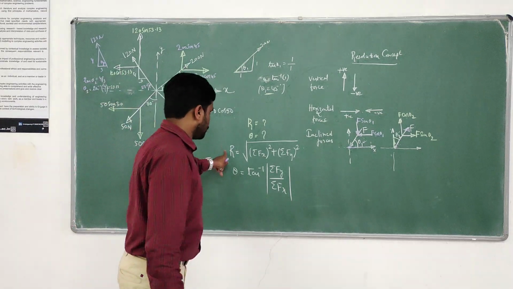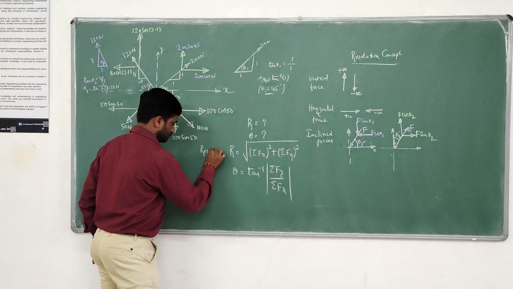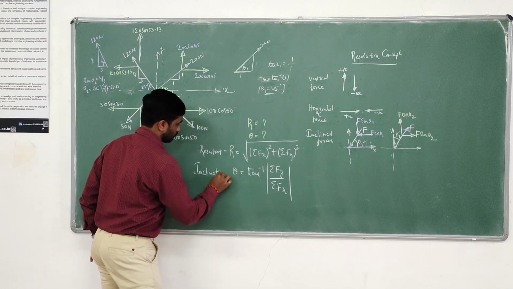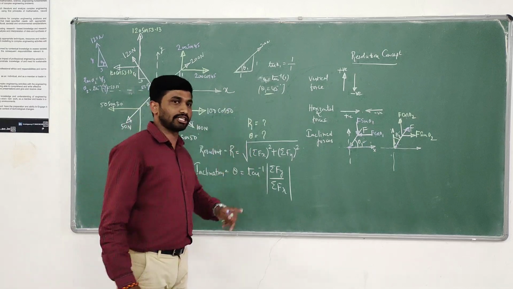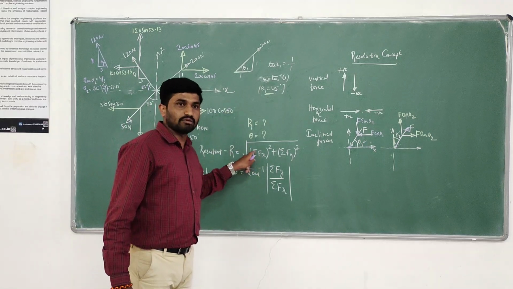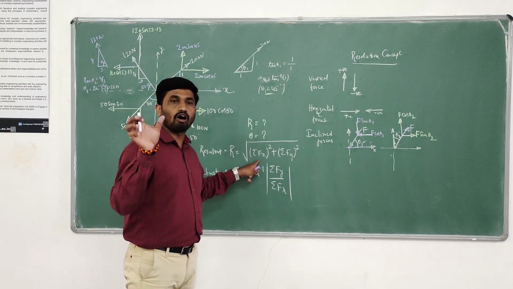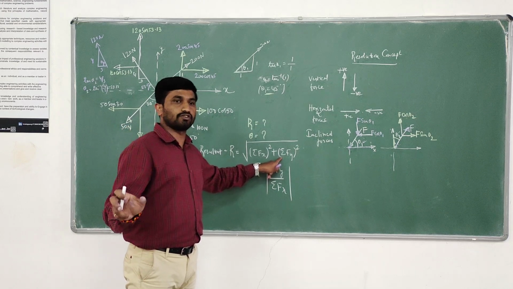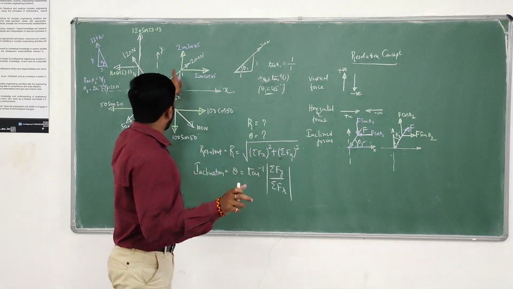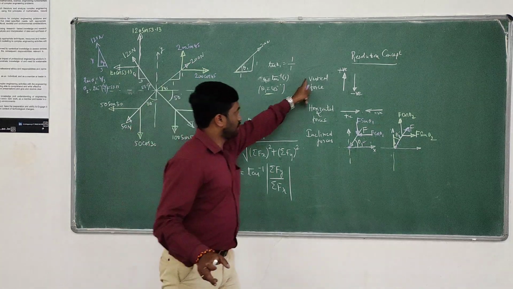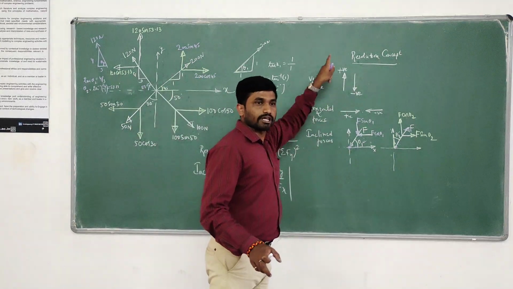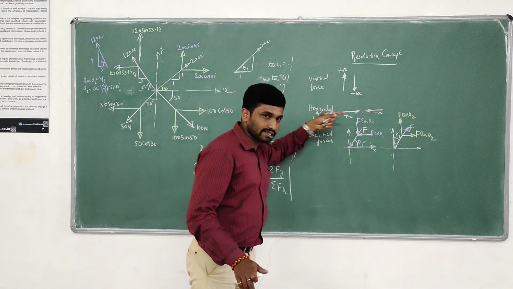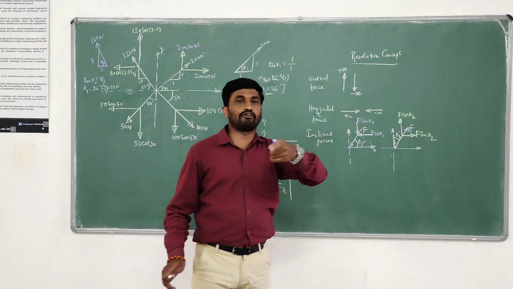The ultimate aim of the problem is to compute the resultant and its inclination. Where sigma fx is the sum of all horizontal forces, and sigma fy is the sum of all vertical forces. When you are doing this sum, the direction of force plays a major role. As per the direction, we have to incorporate the sign convention. All upward vertical forces are positive, all downward vertical forces are negative, all horizontal right side forces are positive, all horizontal left side forces are negative.